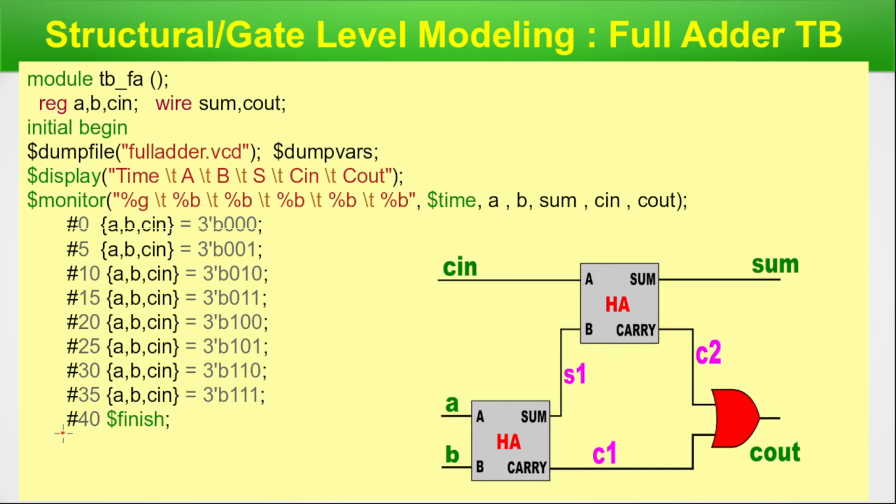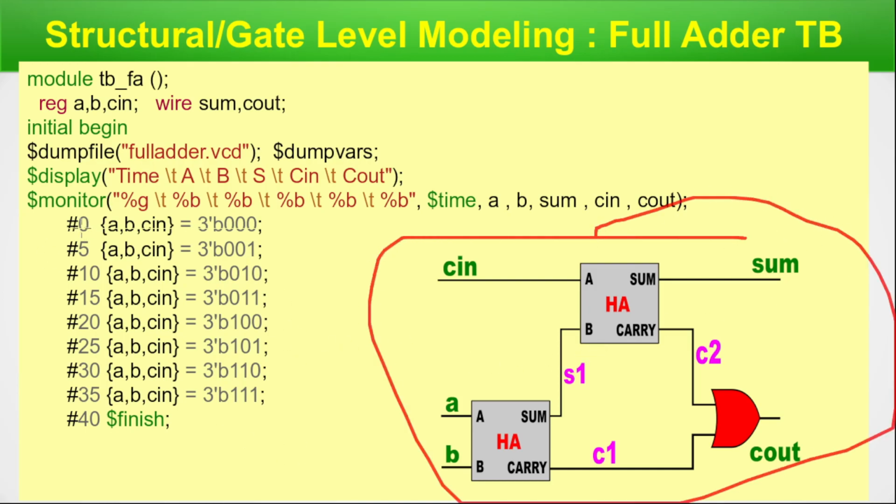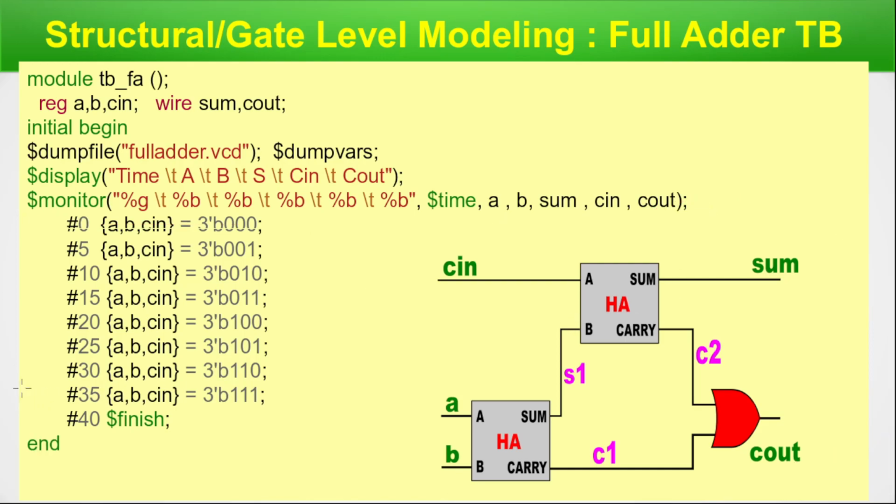And at time unit 40, I will finish. Here you can see that we have completed the truth table of 3 variables. We have 0, 0, 0, then 0, 0, 1, 0, 1, 0, 0, 1, 1, and hence we reach up to 1, 1, 1. So the input truth table is captured here for this full adder, and we will get the outputs in the simulation. Here we end our initial block, which started with the begin keyword and ends with the end keyword.